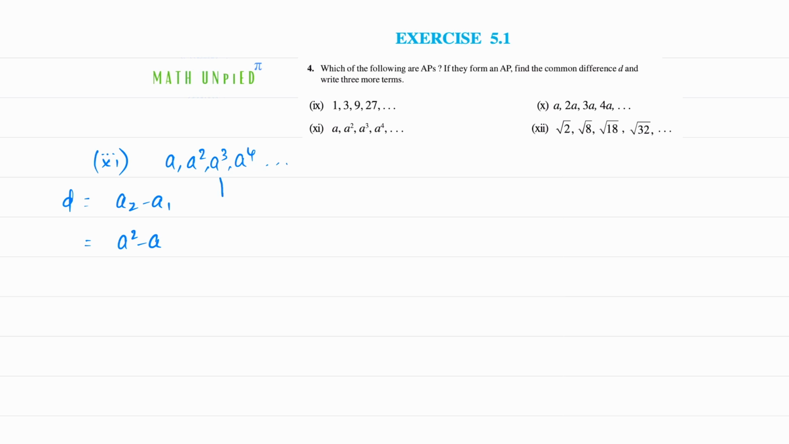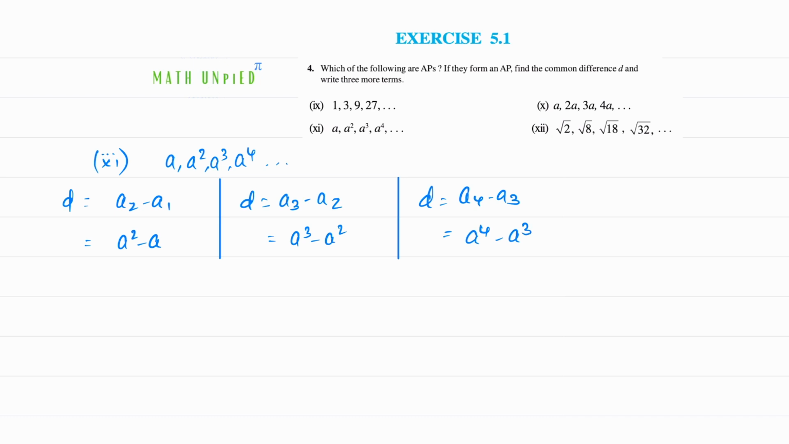Now similarly, we'll find the difference for the next two terms. D equals A3 minus A2, which is equal to A cubed minus A squared. Similarly, D equals A4 minus A3 for the next two terms, which is A power 4 minus A cubed.